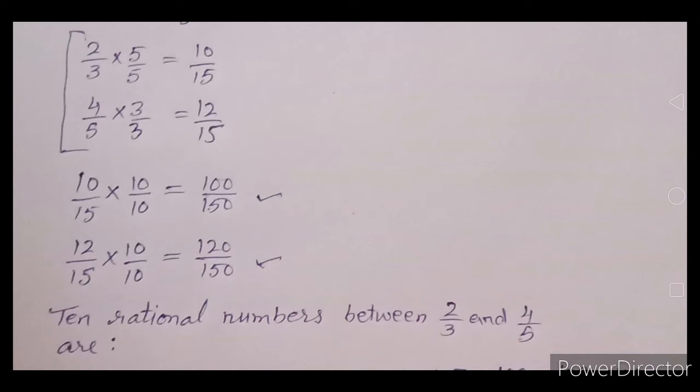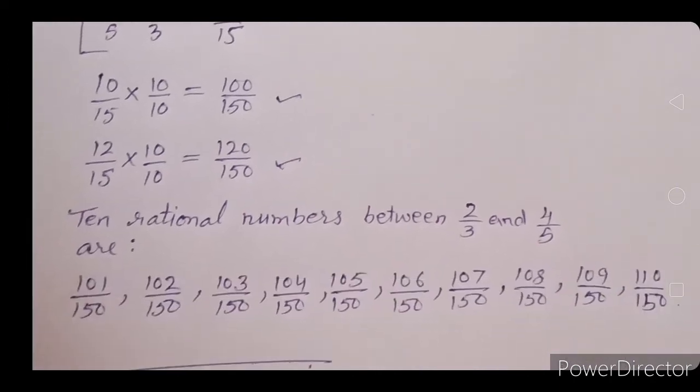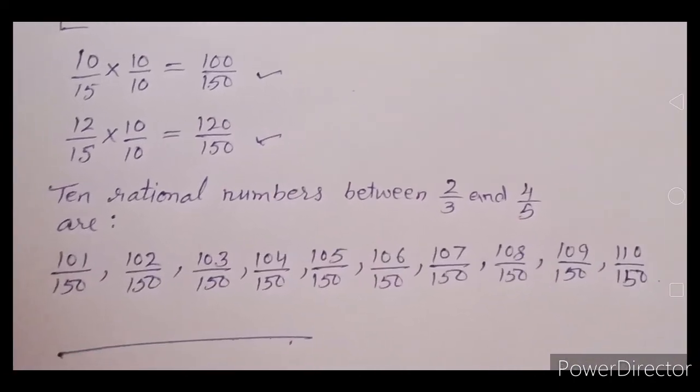120 upon 150. Now we can easily find 10 rational numbers between these two. Any 10 rational numbers between 100 and 120 we can write, but the denominator will be 150 only, because after multiplying, the denominator in both numbers is 150. So by making the fractions, 150 will be the denominator in each number. So these are the 10 rational numbers between the given two numbers, 2 by 3 and 4 by 5.